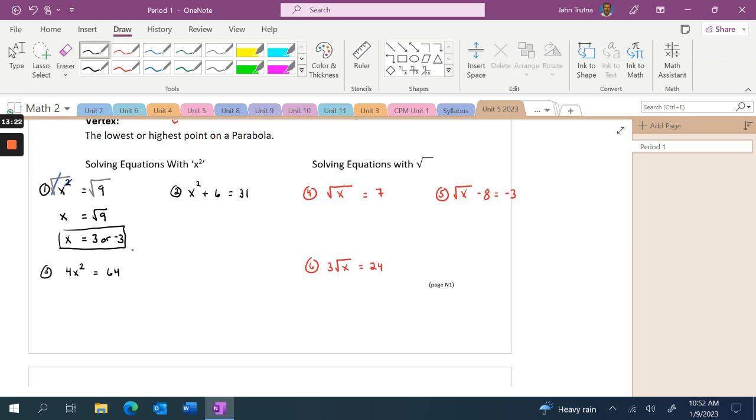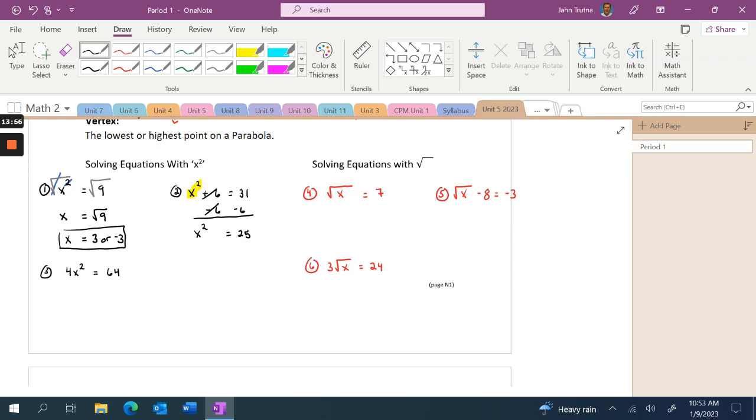Now, example number 2, if you are solving an equation with an x squared, but there's another value involved, like plus 6, the first thing you always want to do is isolate the x squared part. So anything that is not the x or the second power, you have to move to the other side of the equation. So in this example, I would subtract 6 from both sides of the equation, canceling out the 6's. So that would now give me the equation x squared is equal to 25.